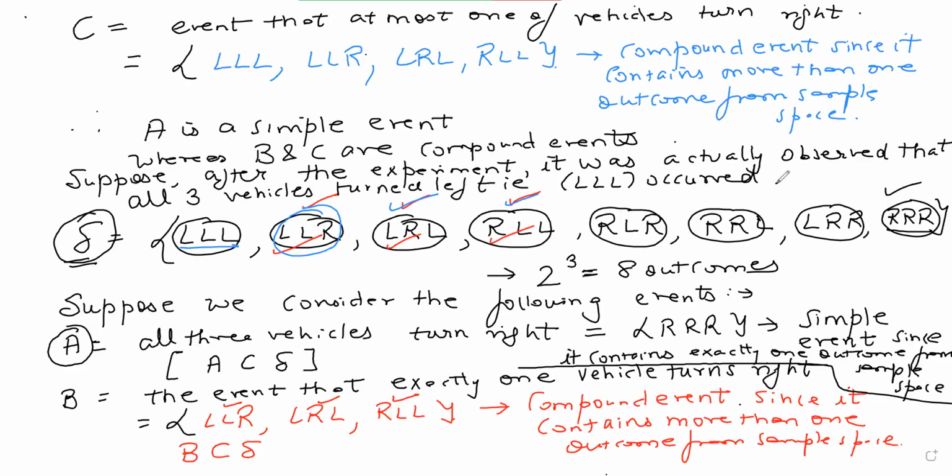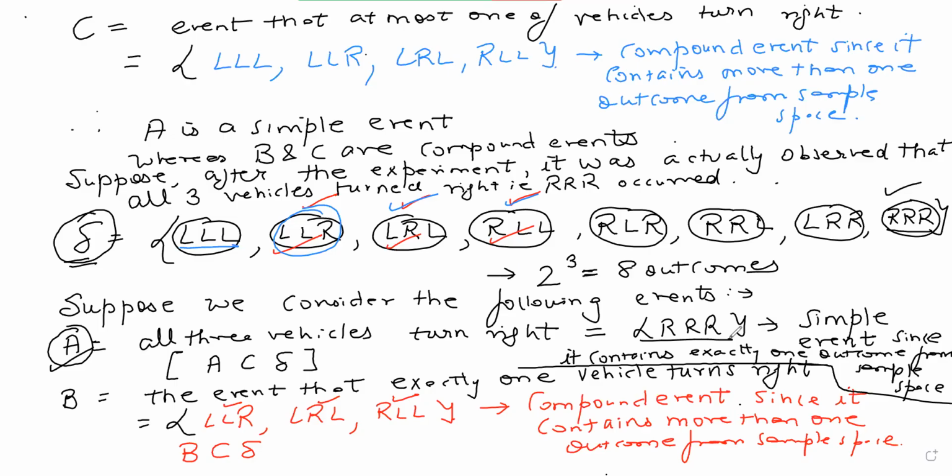Let me slightly modify it. Suppose after the experiment, it was actually observed that all the three vehicles turned right. Suppose I take right, not left. It was observed that all three vehicles turned right. That is RRR. Now, this is what actually occurred. You can clearly see that the simple event A has occurred. And along with A, what all other events have occurred?